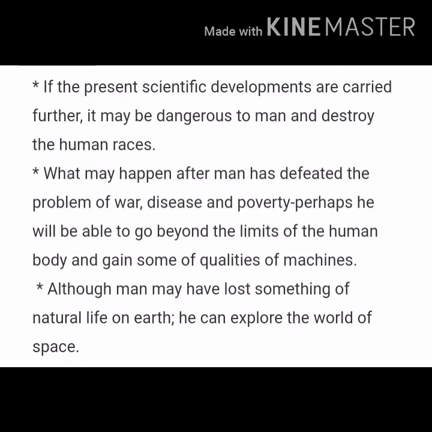If the present scientific developments are carried further, it may be dangerous to man and destroy the human race. What may happen after man has defeated the problems of war, disease, and poverty? Perhaps he will be able to go beyond the limits of the human body and gain some qualities of machines. Although man may have lost something of natural life on Earth, he can explore the world of space.